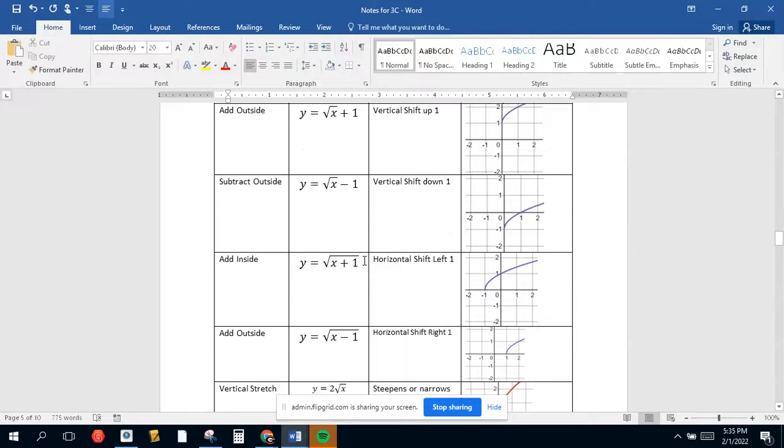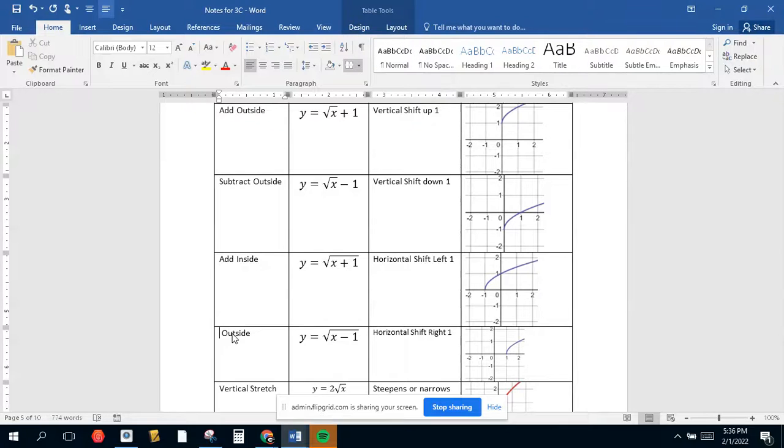If you add on the inside, you're going to go left, which may be a little opposite of what you think, but it does go left here. This should say subtract on the inside, rather. Let me fix that. It's all messed up. Subtract on the inside. There we go. You're going to go to the right. Okay, so again, add outside, up; subtract outside, down; add inside, left; subtract inside, you're going to go right.